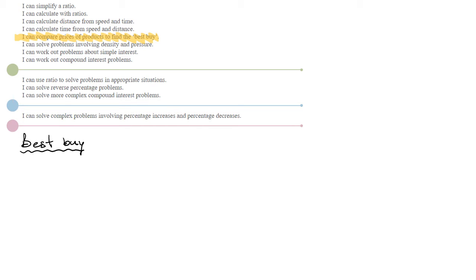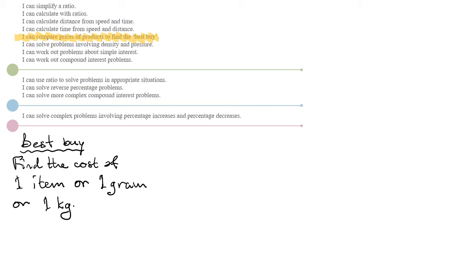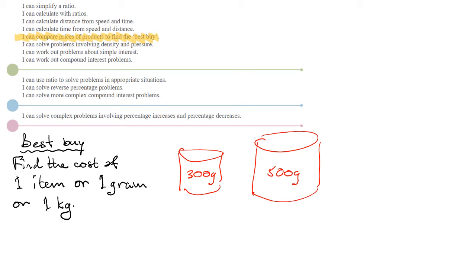Okay, so if we're going to do best buy problems, the best way to do it is to find the cost of one item, or 1 gram, or 1 kilogram, something like that, something that's going to allow you to compare the price of different things. So let's say I went into a shop and there was a small can of soup that was 300 grams, and a bigger can of soup that was 500 grams. Yes, this is soup in here.